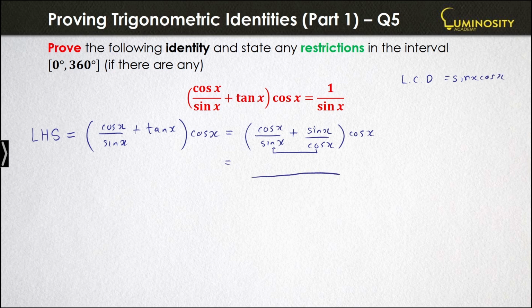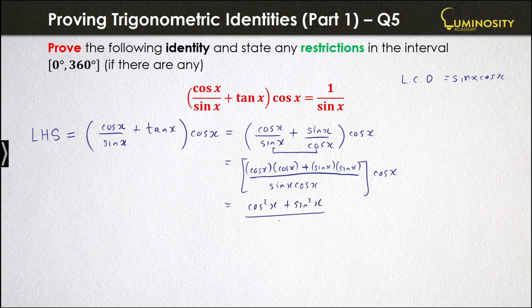So if I combine those two fractions together, sin x cos x, what do I need to multiply the cos x term by to get sin x cos x? Well, I need to multiply it by cos x. Plus, and then the sin x here, what do I need to multiply that by to get sin x cos x? I need sin x. Okay, so that's the term in the brackets times cos x. And then if I multiply that out, I get cos squared x plus sin squared x all over sin x cos x times cos x.